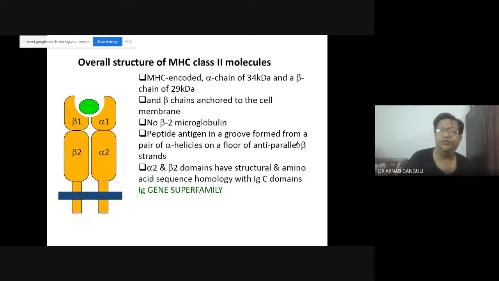The peptide antigen sits in a groove formed from a pair of alpha helices on a floor of anti-parallel beta strands. The alpha 2 and beta 2 domains have structural and amino acid sequence homology with IgC domains, immunoglobulin C domains, in the immunoglobulin superfamily, such as IgA, IgE, IgD. There is a sequence similarity.